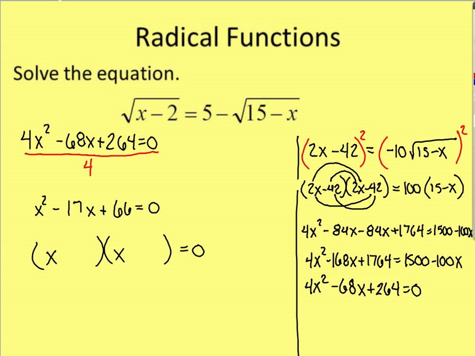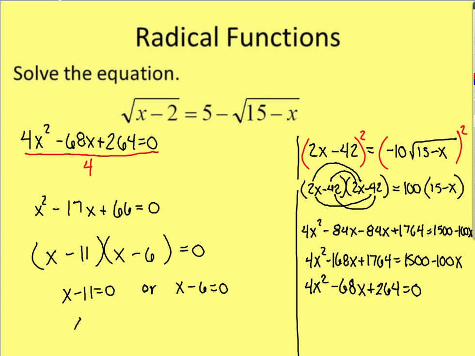So we see what multiplies to get x squared. We have x and x. We want to see what multiplies to get a positive 66 that will add to get a negative 17. Negative 11 times negative 6 will give us a positive 66. And negative 11 plus negative 6 is a negative 17. Now we just set each equal to 0. And we solve for x.